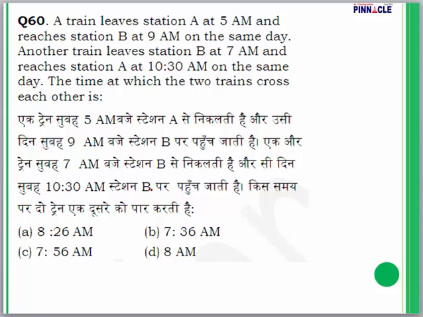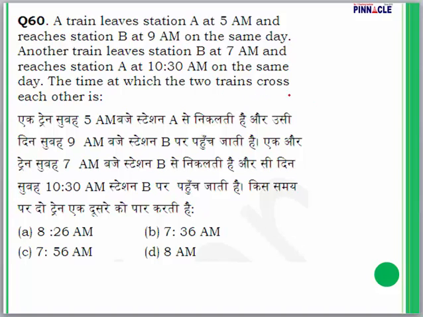Next question, question number 60. A train leaves station A at 5 a.m. and reaches station B at 9 a.m. on the same day. Another train leaves station B at 7 a.m. and reaches station A at 10:30 a.m. on the same day. We have to find the time at which the two trains cross each other.